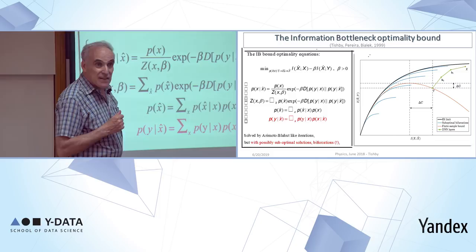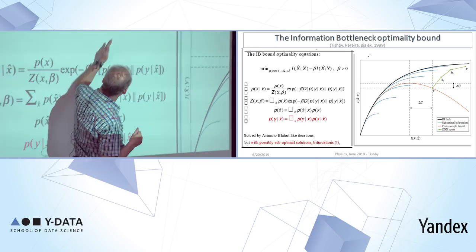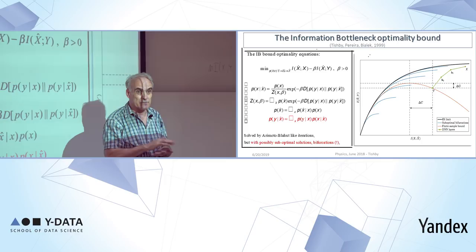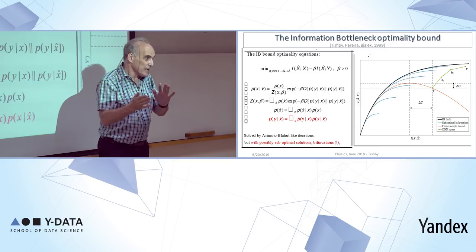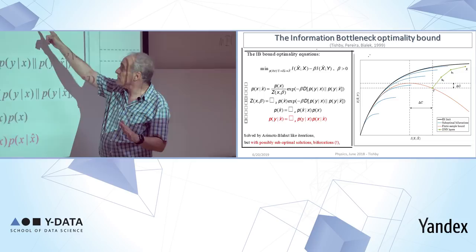So beta is a positive Lagrange multiplier. For those who are a little bit familiar with information theory, this is very similar to the rate distortion problem. And this function that we get is essentially some sort of a rate distortion function, which means what is the best, most compressed representation at a given distortion, which in this case is the given information on y.